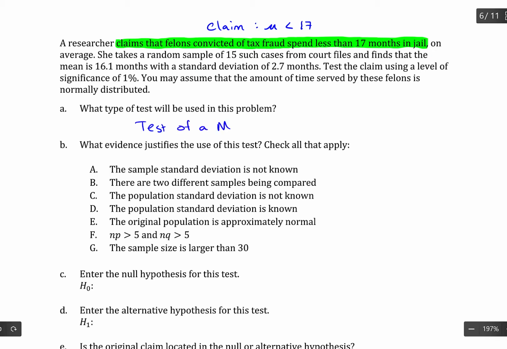So it's a test of a mean, and then we have to decide if we're doing a test using a t-distribution or a normal distribution. That's decided by whether or not we were given the population standard deviation. In this case, we were not given the population standard deviation. We were only given a standard deviation of a sample. So that points us toward a t-distribution. But it's still not guaranteed that we can use the t-distribution at this point.